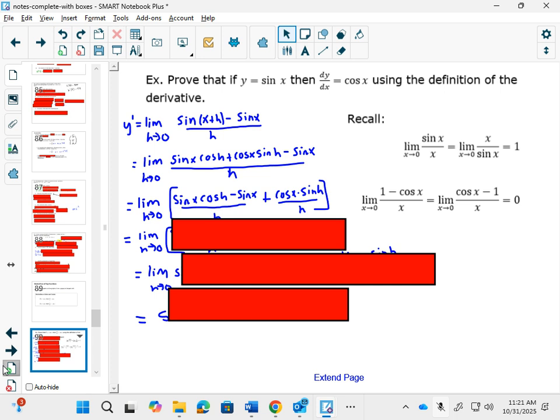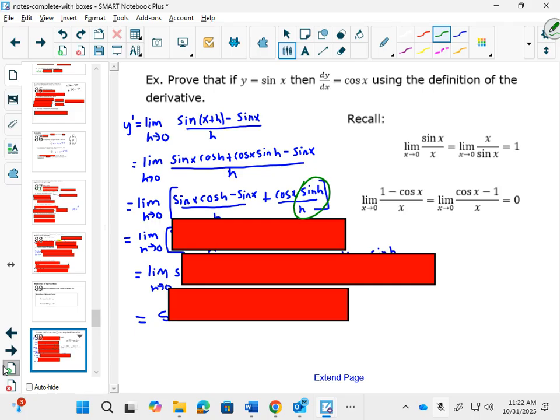So I broke it up. And one of the things that I broke up, like you're wondering, well, why did you keep certain things together? I broke this one up because I like this sine h over h. Because the limit as h goes to 0, do you see that that would be 1? So I like that part.